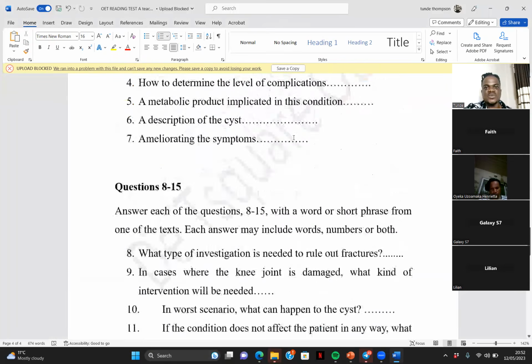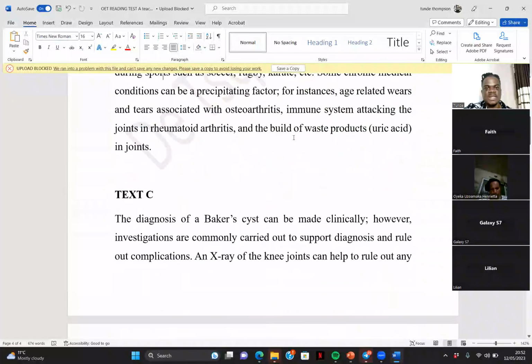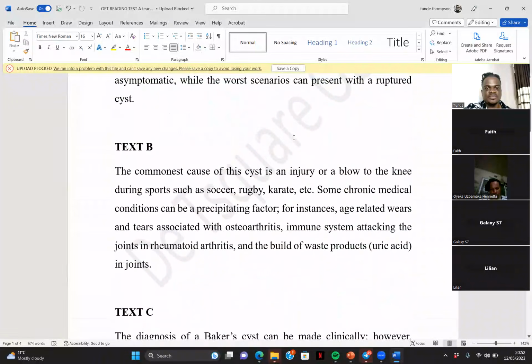So in which medical condition does the immune system attack the joint? If you go back to text B, where we are talking about the causes and the complications of this, the medical condition that is associated with this, they said the immune system attacks the joint in rheumatoid arthritis. So in this case, rheumatoid arthritis will be our answer.